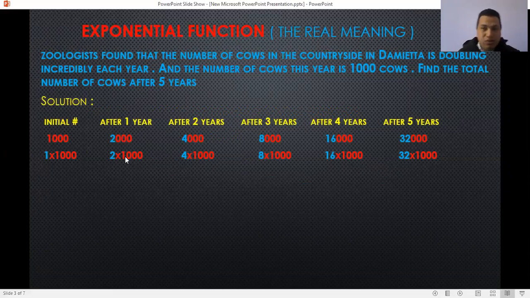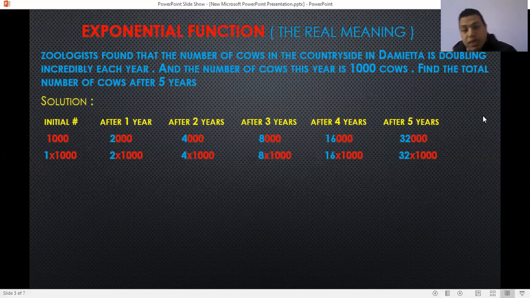This is the total amount in general. For example, 4 is 2 to the power 2. 32 is 2 to the power 5. 8 is 2 to the power 3. 16 is 2 to the power 4. Then we can find out a formula to count the total number after a number of years.